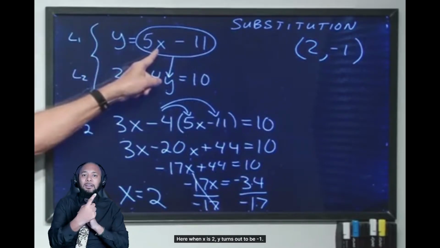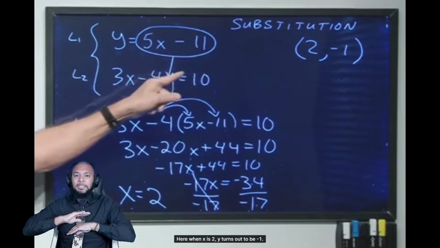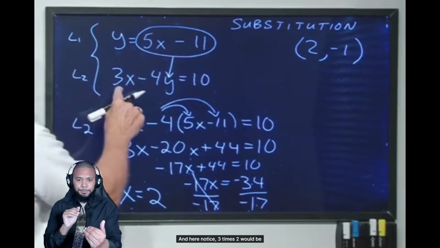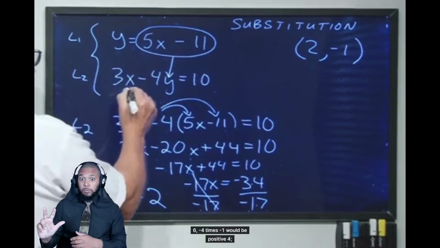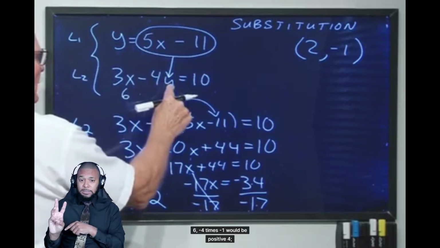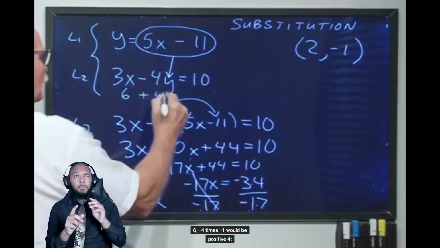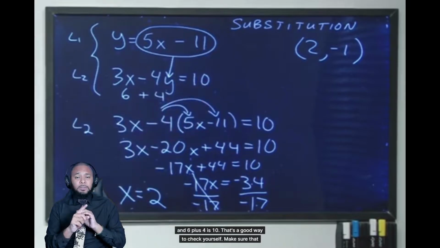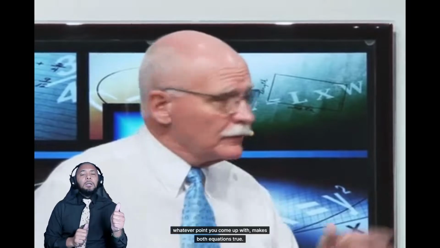Here, when x is 2, y turns out to be negative 1. And here, notice, 3 times 2 would be 6. Negative 4 times negative 1 would be positive 4, and 6 plus 4 is 10. That's a good way to check yourself. Make sure that whatever point you come up with, it makes both equations true.